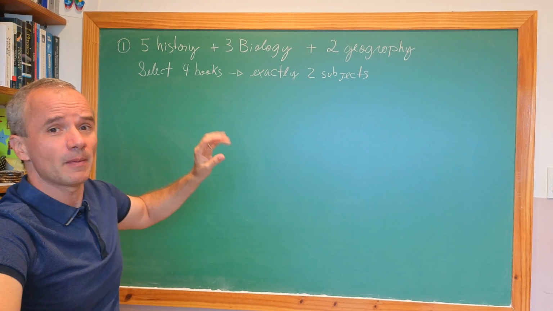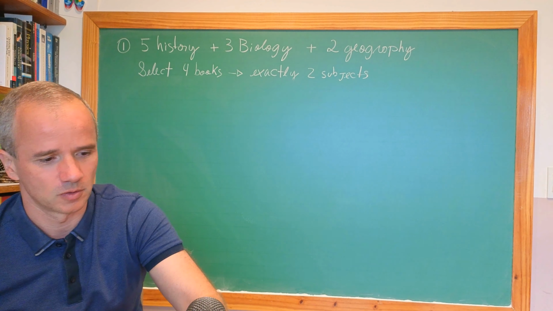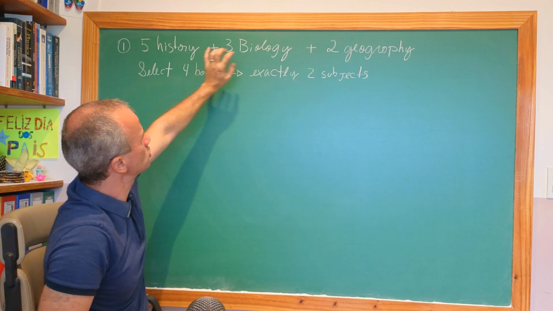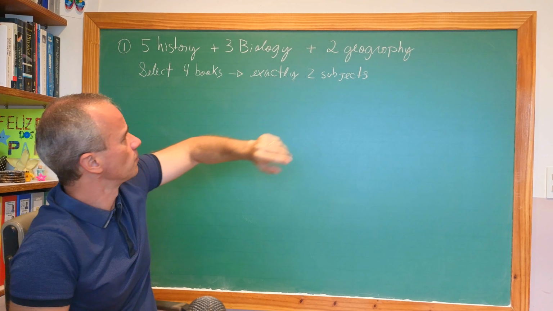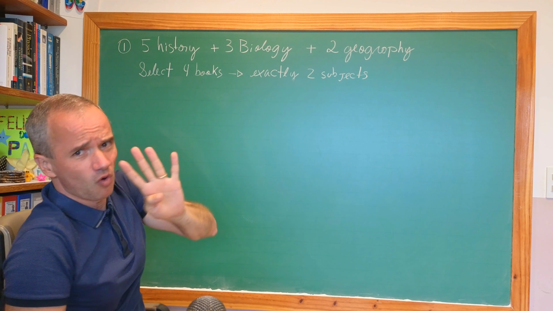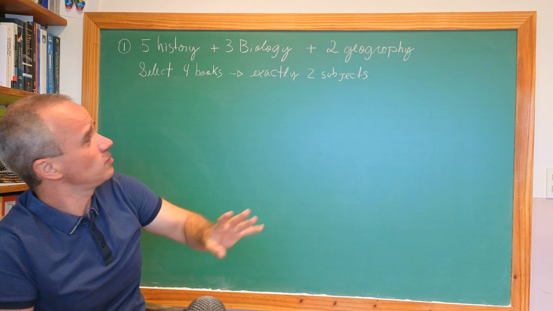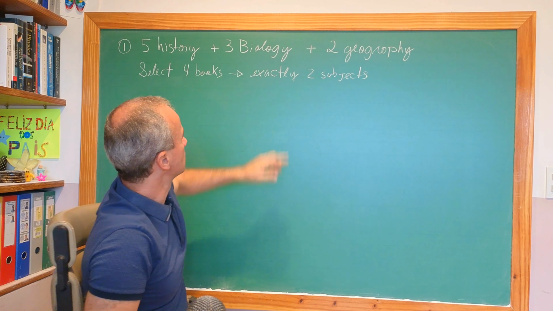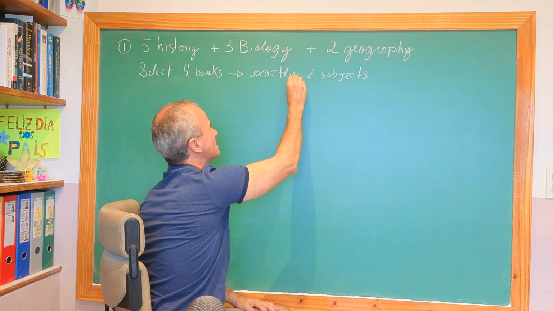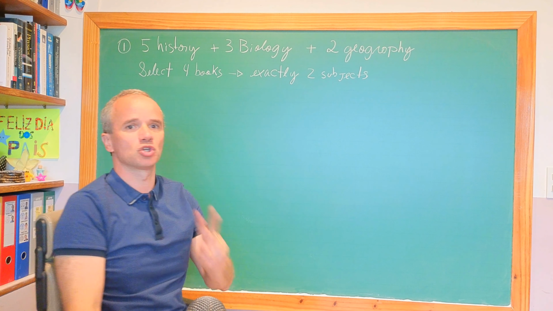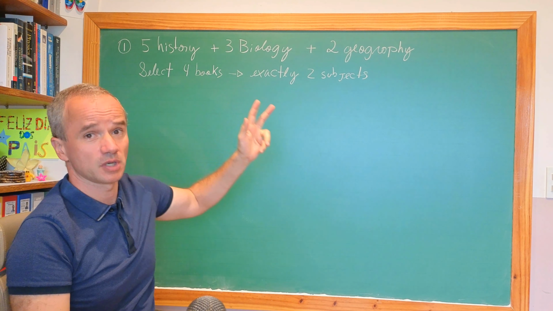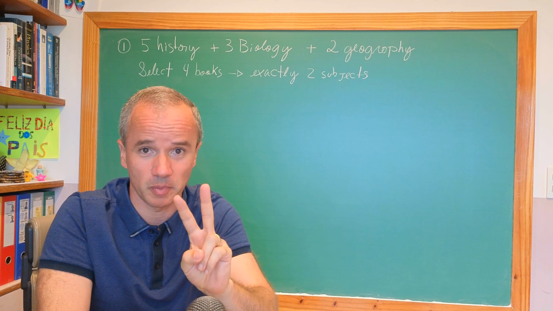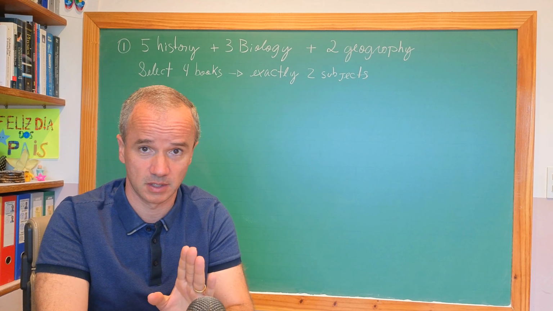Now, let's think about this problem, shall we? Imagine I have on my shelf 5 history books, 3 biology, and 2 geography. Wonderful. But I'm going to select only 4. Out of those 10 on my shelf, I'm just going to select 4, but on that condition. I only want to have exactly 2 subjects. I have 3 subjects. I gotta have only 2 subjects, not more, not less. So how are we going to solve this?